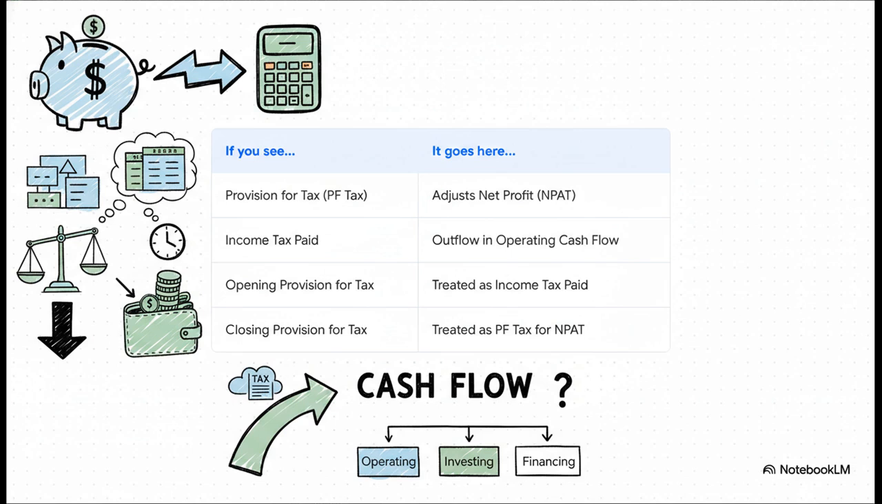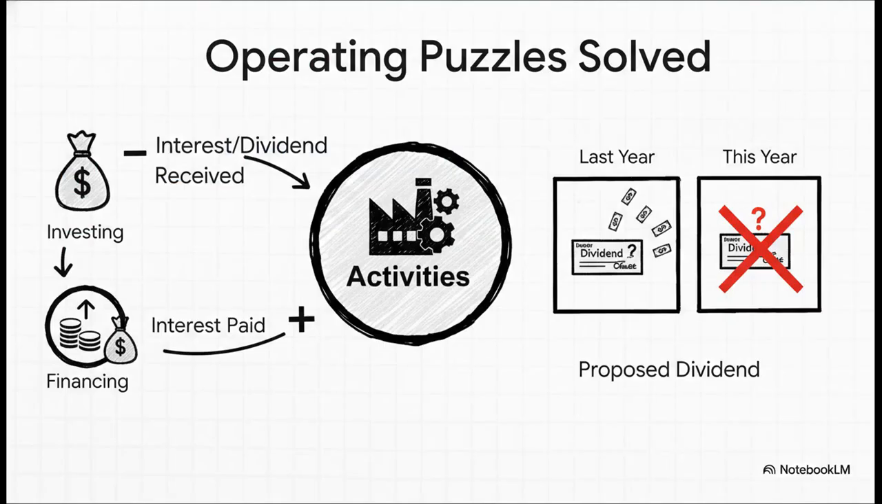And the adjustments just keep coming. We add back things like provisions for doubtful debts because, again, it's just an accounting entry. No cash has actually been lost yet. Then we do something that seems a little backwards. We subtract interest received and add back interest paid.